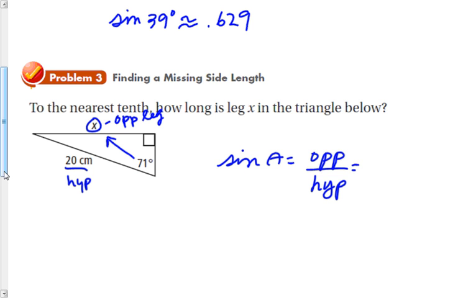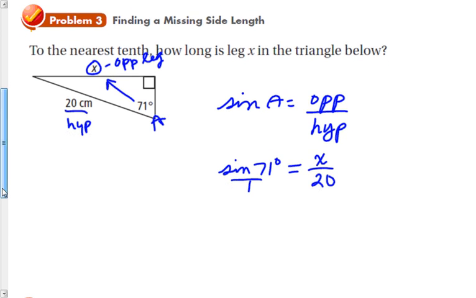And we can just substitute our numbers in and solve for the missing number. So for the sine of A, we're going to put the angle, which is 71 degrees. A is the angle. I'll mark that there. So the sine of 71 degrees is equal to the side opposite, which is x, over the hypotenuse, which is 20. And we're just going to think of this as a proportion. So that means that 20 times the sine of 71 degrees is equal to x times 1, which is x.